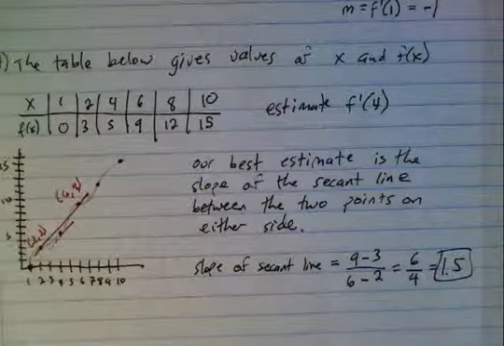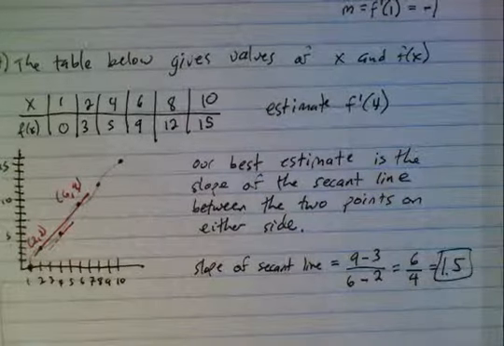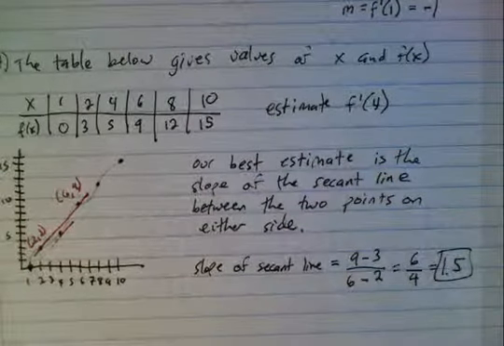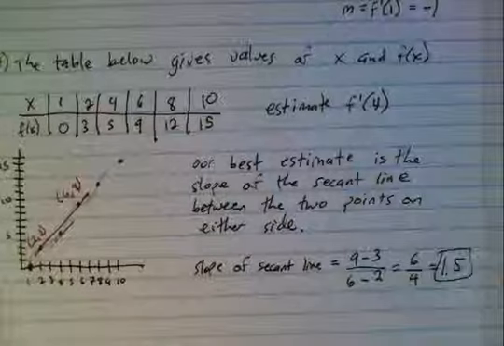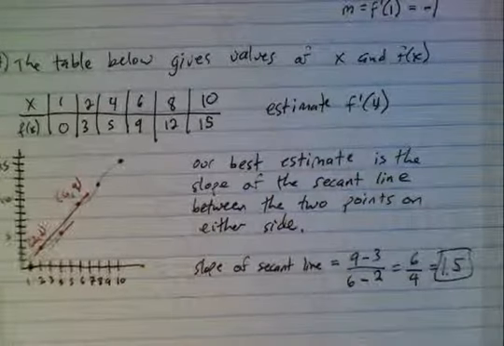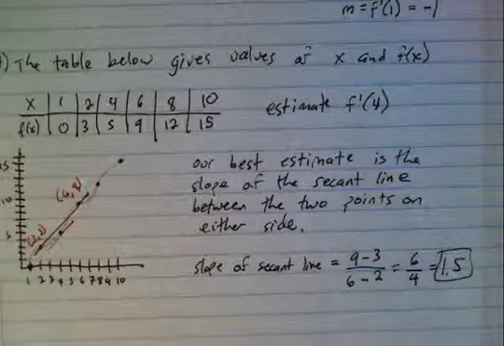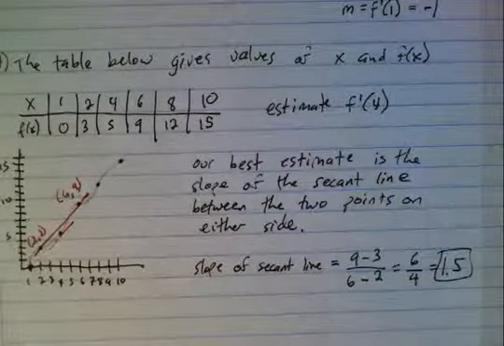Estimating the slope of a tangent line from a table shows up really frequently in applications for real-world problems. So you should be familiar with the idea that if you're trying to estimate the derivative of a function and all you have is a table, you're going to be looking at the slope between the 2 points on either side of the point that you're interested in.